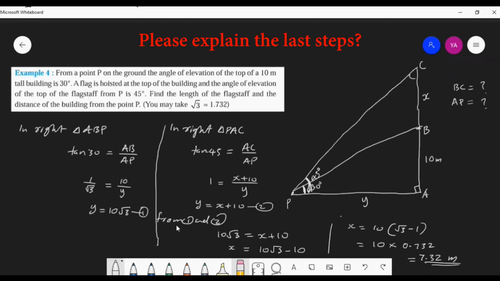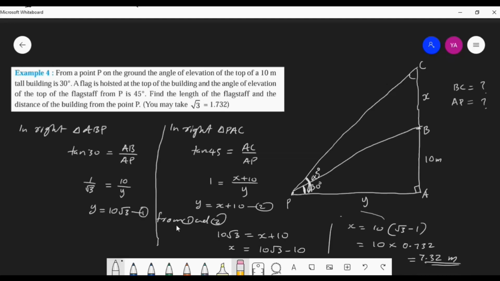Okay, I shall explain this. Combining equations 1 and 2, we got 10 root 3 is equal to x plus 10, because both are equal to y, so they must be equal. Next step, we move this 10 to the left side, so x is equal to 10 root 3 minus 10. In the next step, we take 10 common outside the bracket because in each term there is 10. Inside the bracket you divide each term by 10: 10 root 3 by 10 gives root 3, and 10 by 10 gives 1.